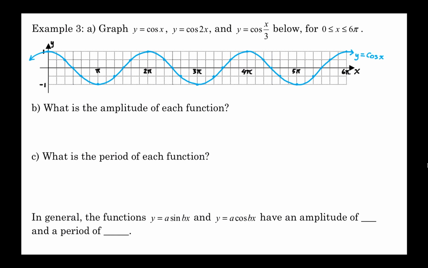If I want to do cosine 2x, this is replacing the x with a 2x, and so it's horizontally compressed by a factor of a half. So I complete one cycle in half the interval that I completed a cycle for cosine x. And so it's done one cycle by pi instead of 2 pi.